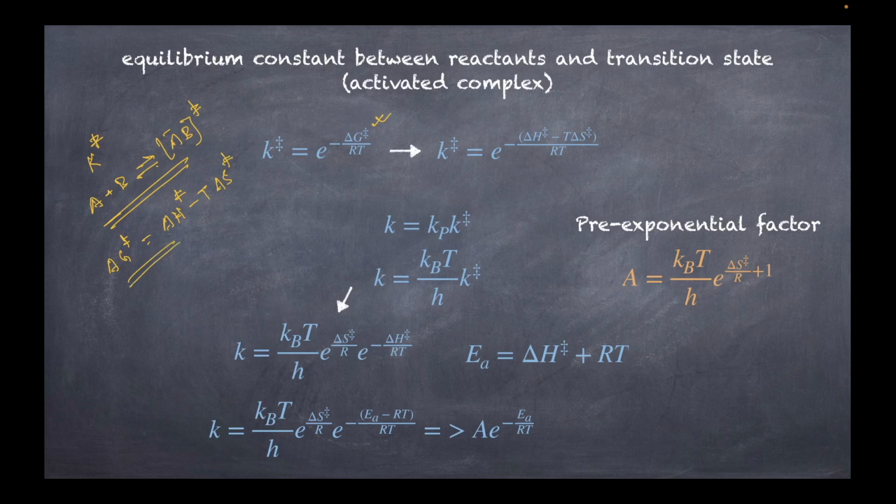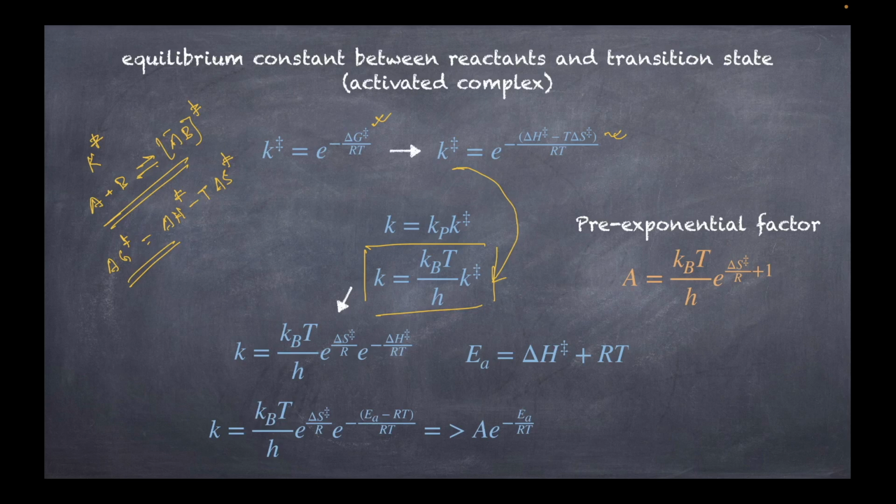So K double dagger will be exponential minus delta H double dagger minus T delta S double dagger divided by RT. So our K is kBT divided by h, K double dagger. Now we can put this expression of K double dagger here. So K equals kBT divided by h, e to the power minus delta S double dagger divided by R, times e to the power minus delta H double dagger divided by RT.